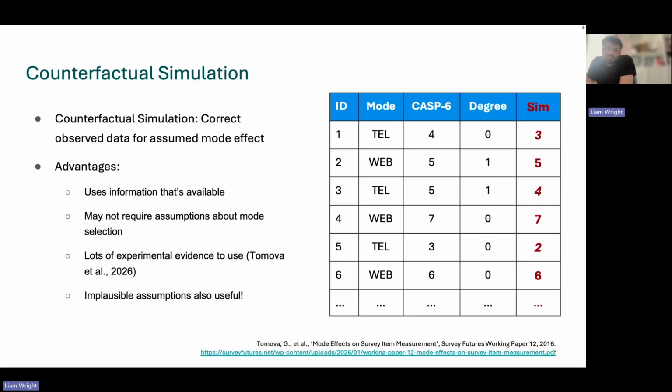So in the telephone mode, you'd expect, due to the differences in item measurement, that people would give a 1 point higher average CASP-6 score on average. So yeah, you could just simply remove that, subtract that from the observed value, and then in the forward analyses, you just use that simulated column of data instead of the observed one.